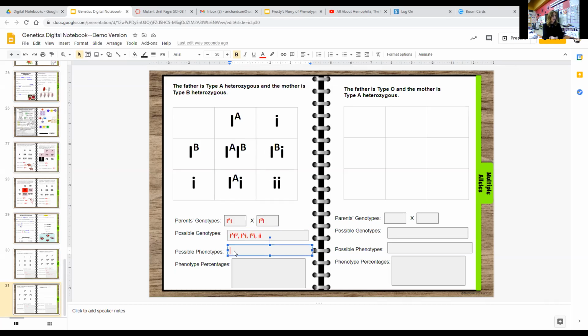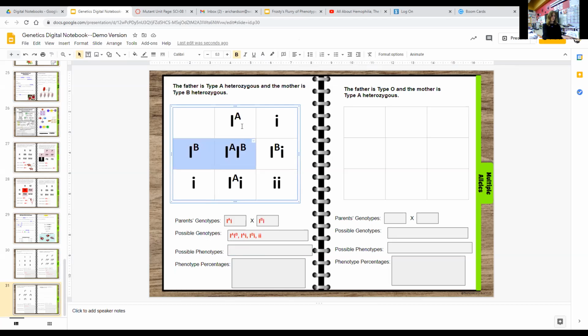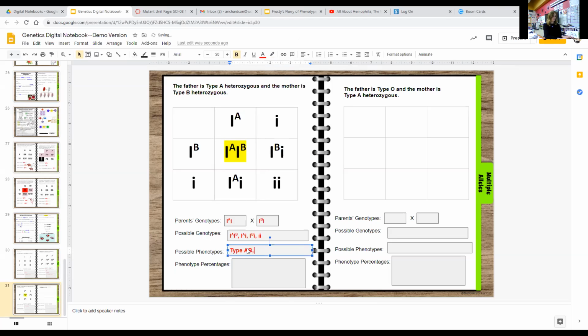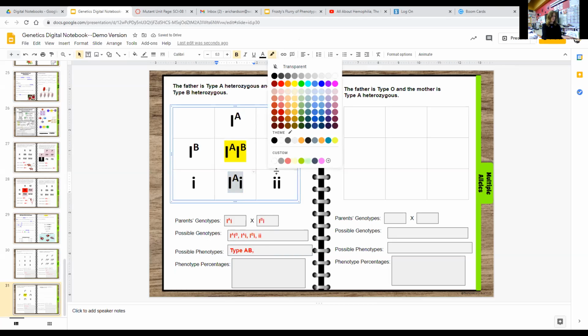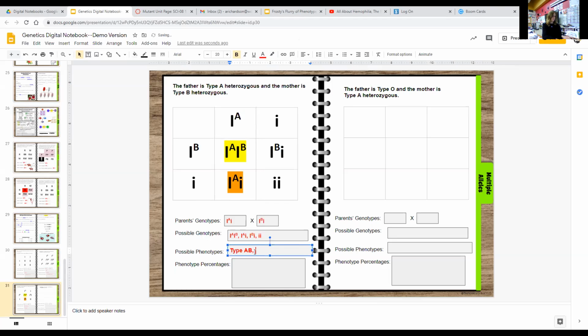So possible phenotypes, well, this one right here is going to be highlighted. This is type AB. This one right here is type A. This one right here is type B.